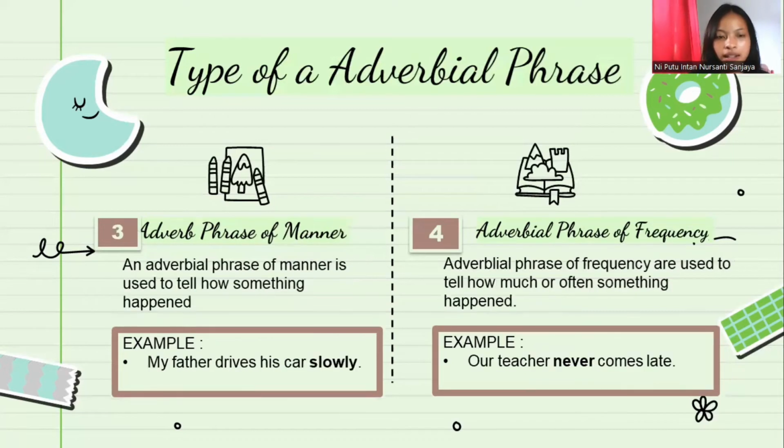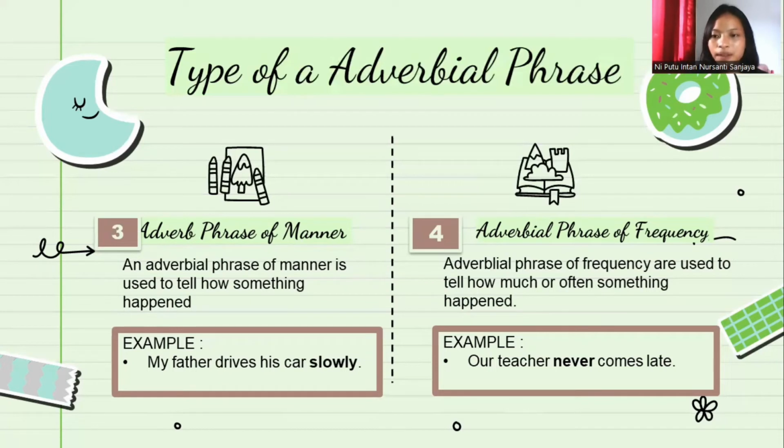Okay. The next is adverb phrase of manner. An adverbial phrase of manner is used to tell how something happened. For the example, my father drives his car slowly. In the sentence, what is the adverb phrase? Yes, that's right. It's slowly.